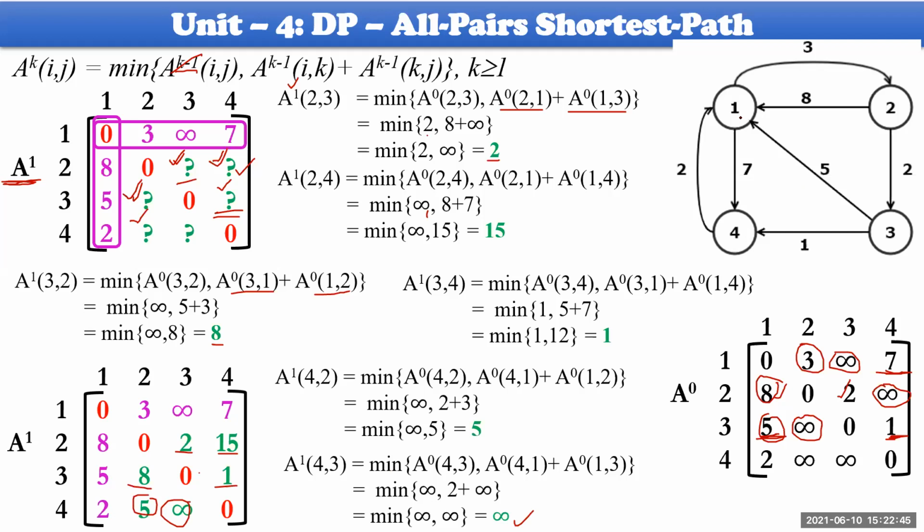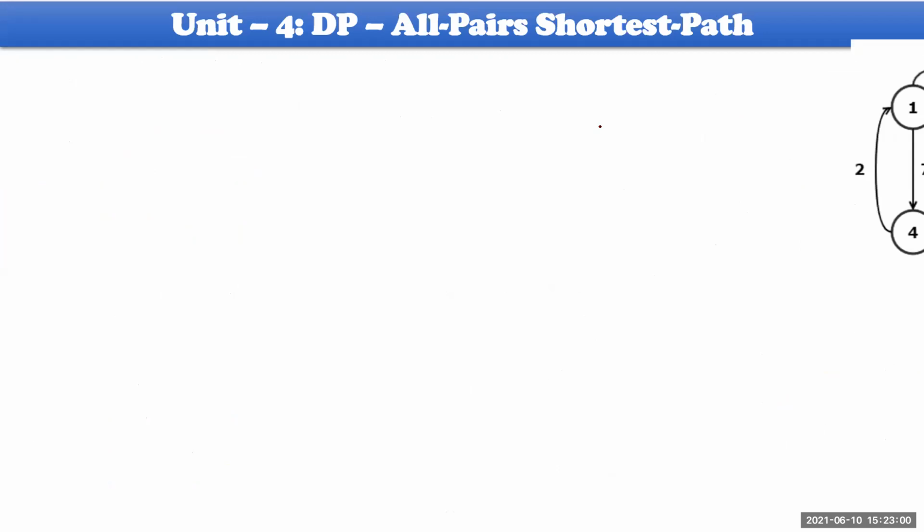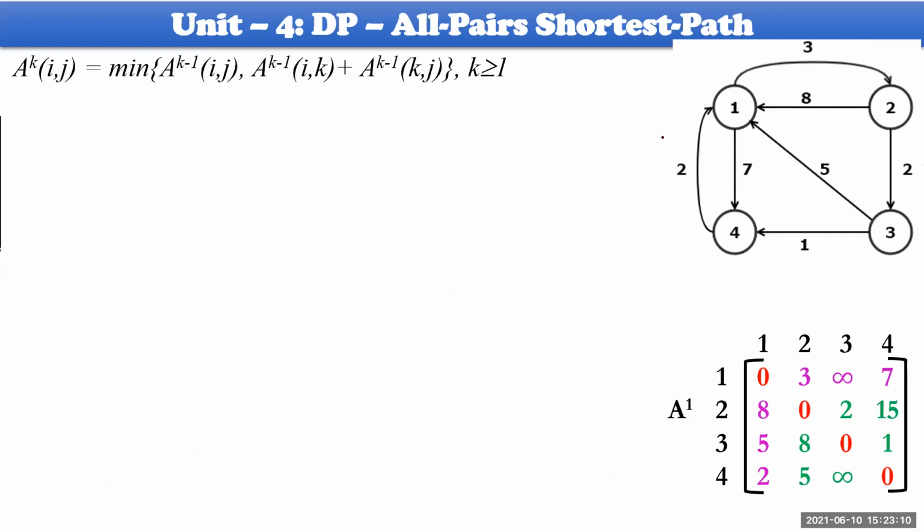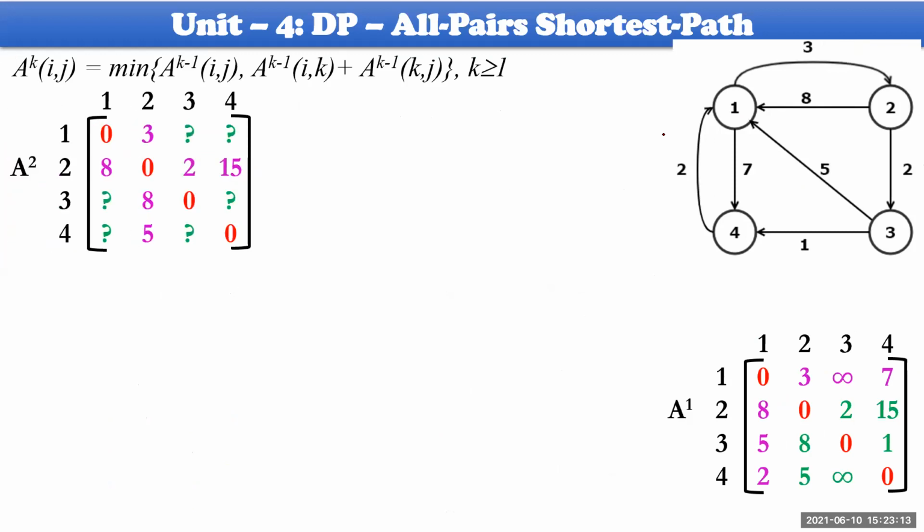Now, in the next stage, what we are supposed to calculate is A power 2. So, what is the input for A power 2? A power 1 is the input for A power 2. Therefore, look at this. A power 1 is the input for A power 2. And now, using that particular formula, we are trying to achieve this. Now, this is the specification.